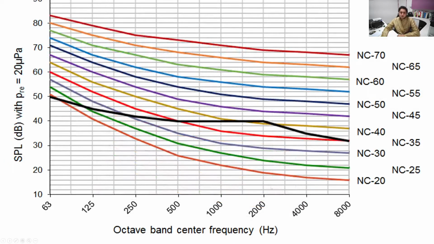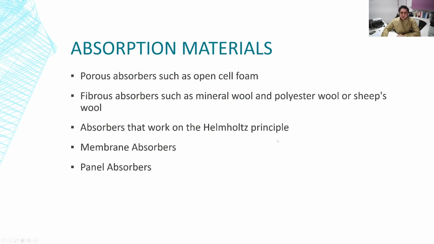This is a blown up image of the same thing. Here you can see the black line as it's a noise spectrum. It just crosses the NC40 line. So the next after NC40 is NC45. So the background noise level of this enclosure or this space is NC45. NC, or noise criteria, is a single number rating for background or ambient noise. In the next class, we are going to talk about the various types of absorption materials.